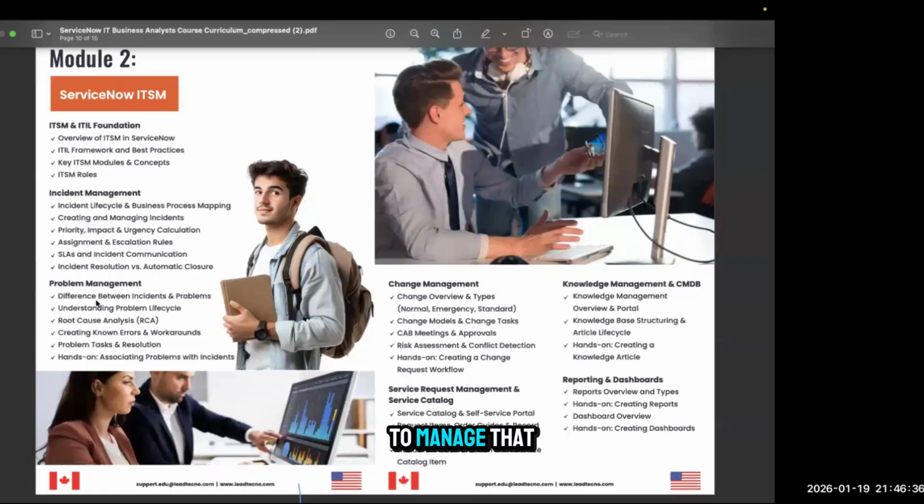So in order to manage that, there is a different process under ServiceNow ITSM, that is problem management. First we will understand the difference between incident and problem. Then we understand the life cycle of a problem. So in problem management, we do the root cause analysis.